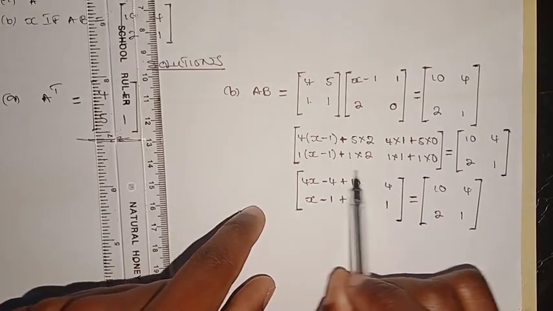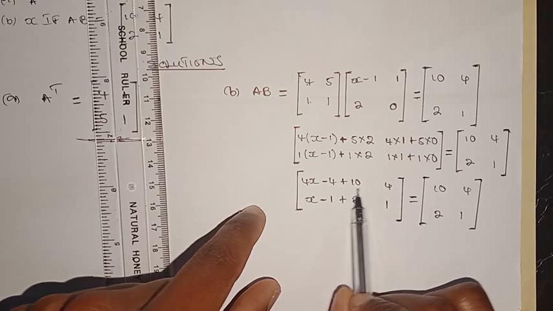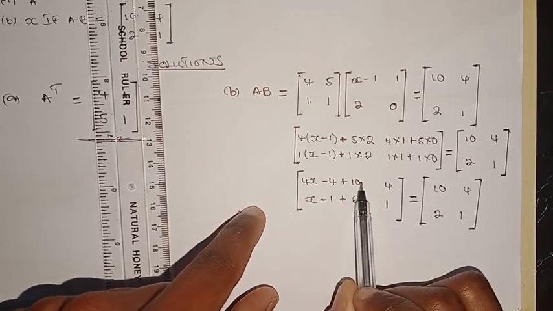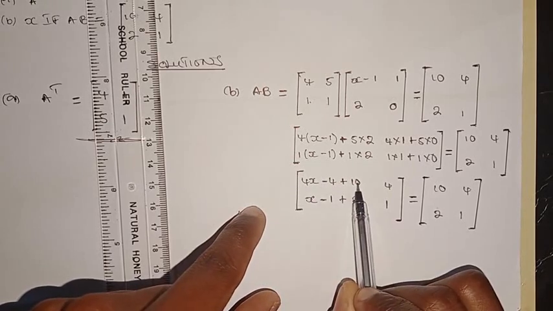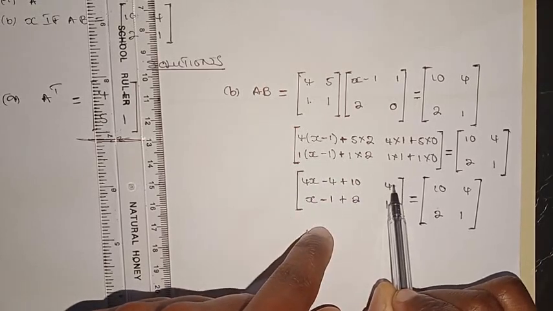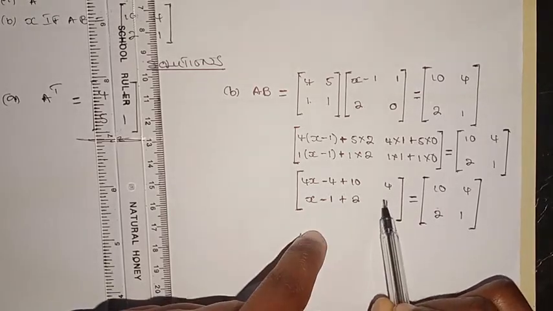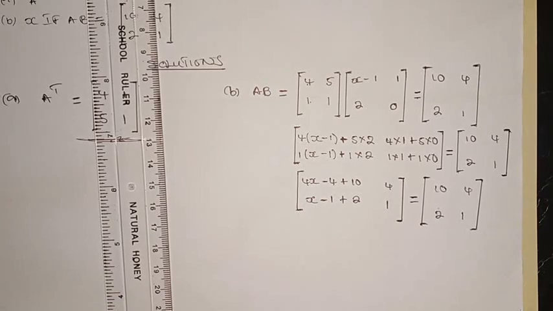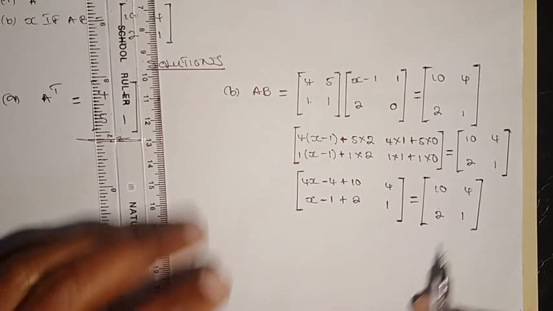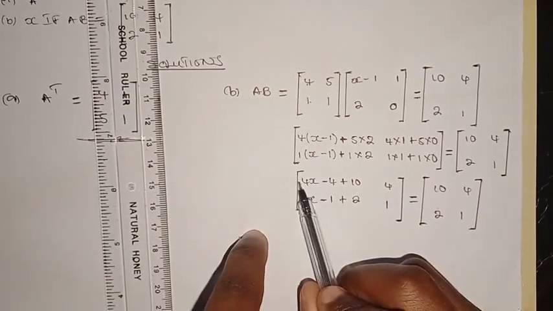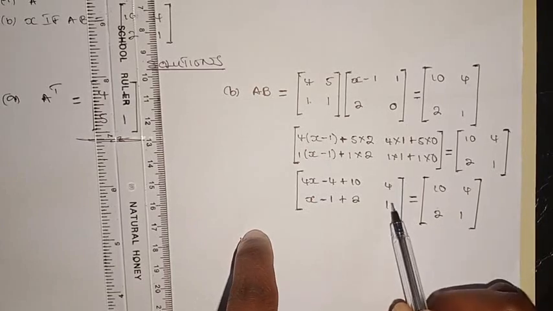As you can see, we have this whole element here from 4x to 10. This is just one element. This is another element, 4. This is also another element here. Then this one is another element, as you can see. So I want you to pay attention. Have you seen this 4? It's in the first row, second column.